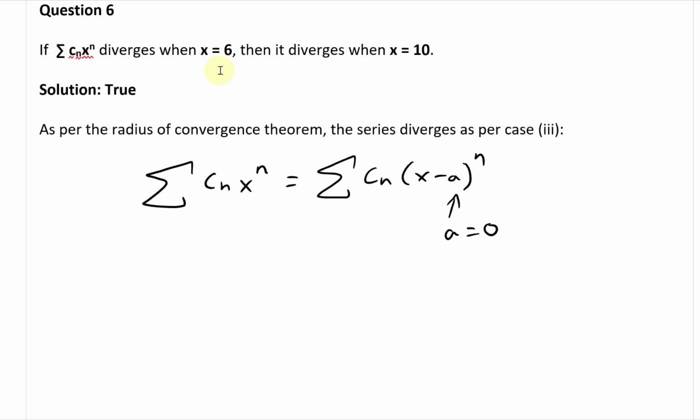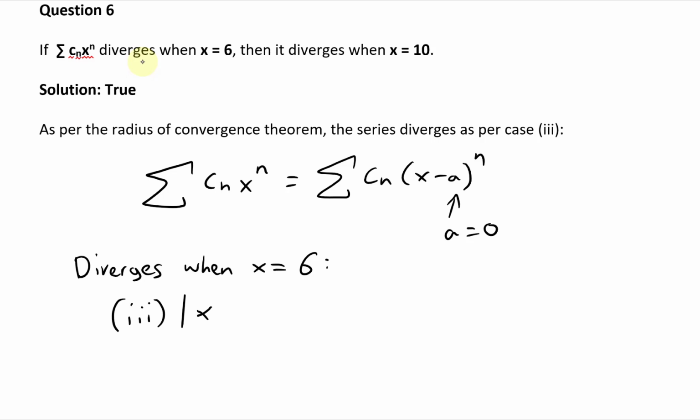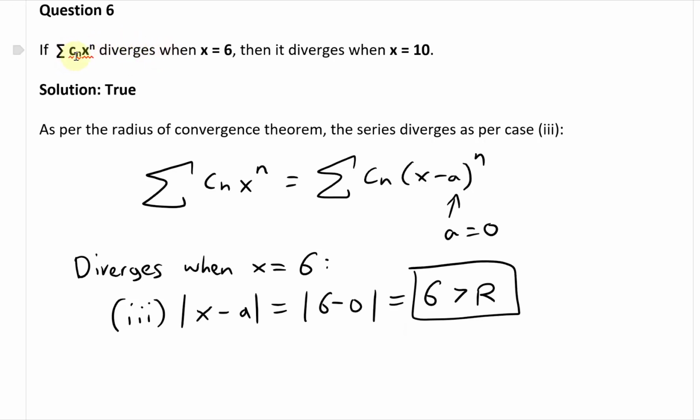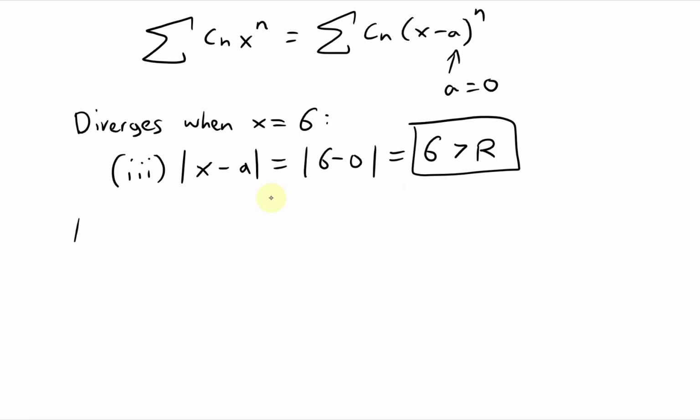So if x equals 6 and it diverges, that means we have case 3: the absolute value of x minus a is 6 minus 0, because x is 6, which equals 6, and this is greater than r. This is the scenario where the series summation Cn x^n diverges when x equals 6.